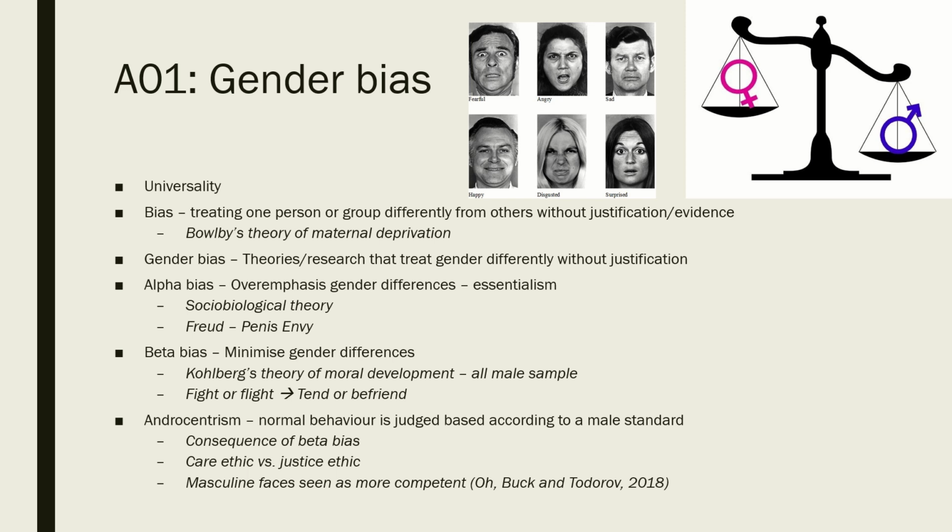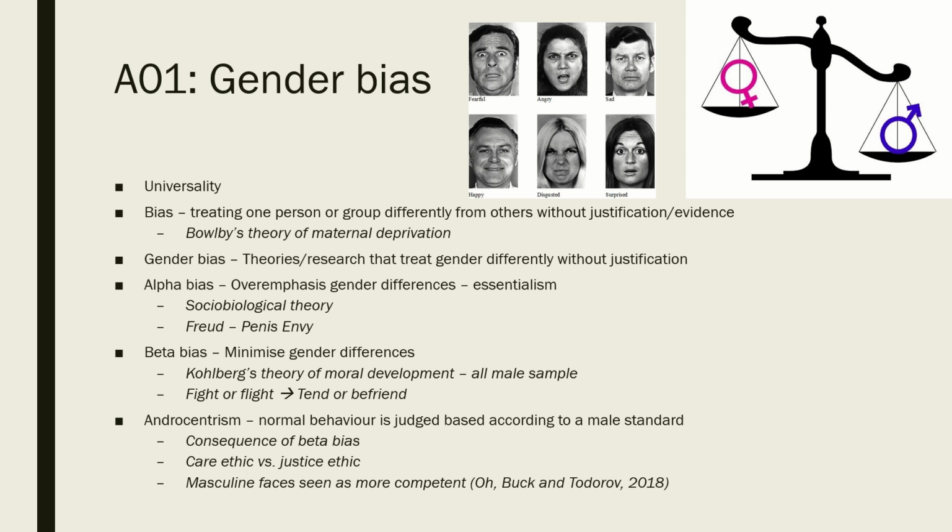And this androcentrism is generally a consequence of beta bias, because we've minimised gender differences and all the research suggests you should behave this way, but all the research is based on a male sample. When women act differently, then it's considered abnormal. And this is where we've got care ethics versus justice ethics.